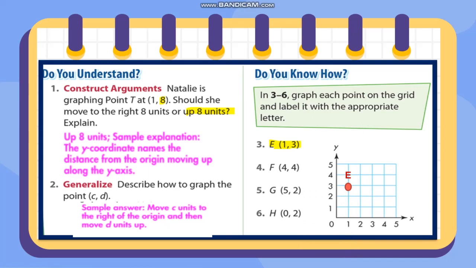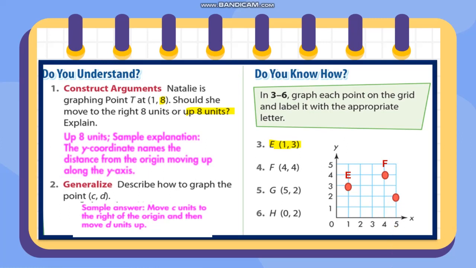And next is (4, 4). So from the point of origin, move to the right 4. Then from that one, we're going to move up 4 times. So the point is there. That is letter F. And we have (5, 2). So from the point of origin, move 5 units to the right. Then move 2 units up. So the point must be there.